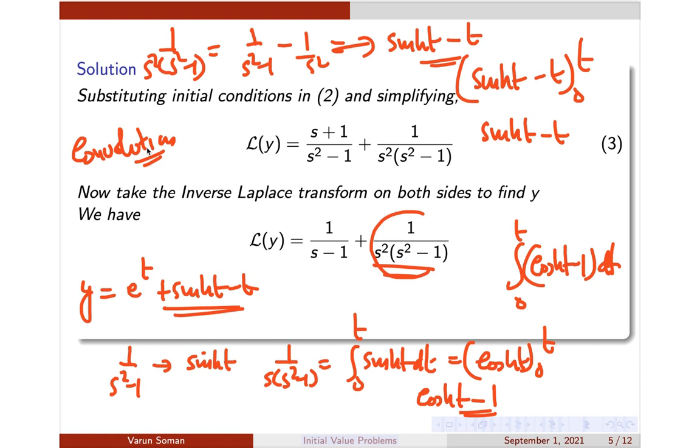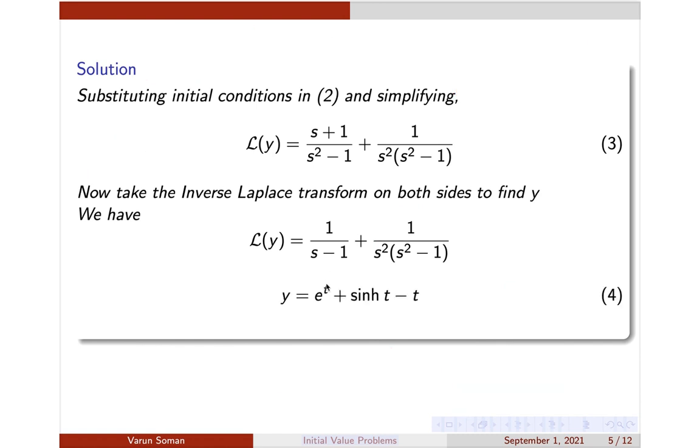So this is the method here. When you apply any of these methods, you will get the final solution as simply e raised to t plus sin ht minus t. I hope now it is clear.